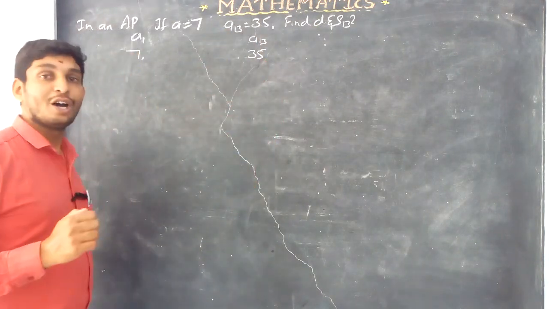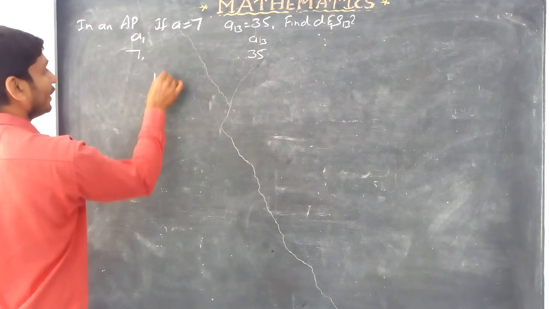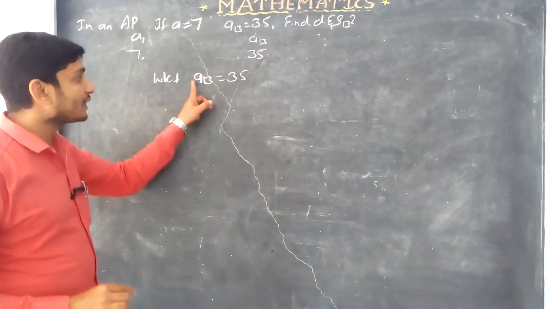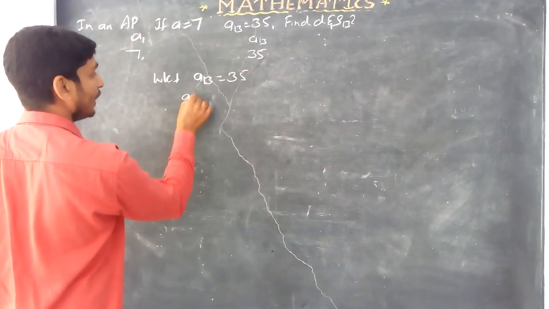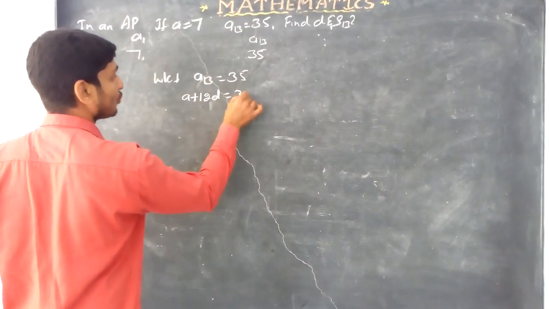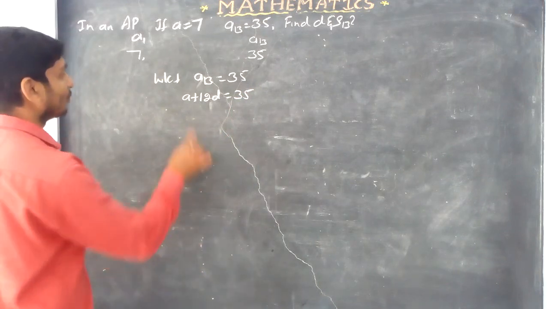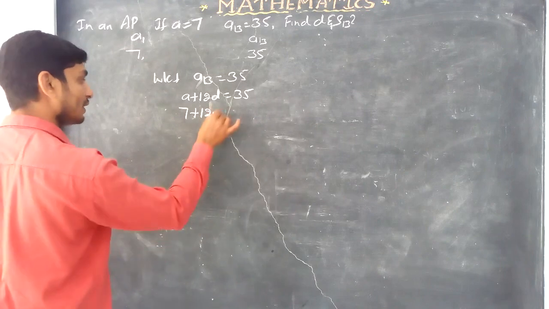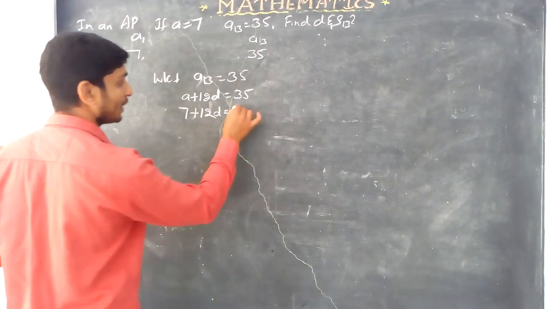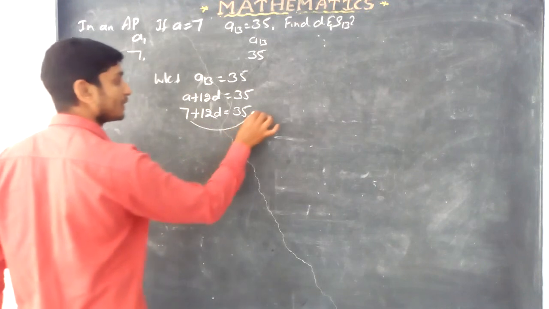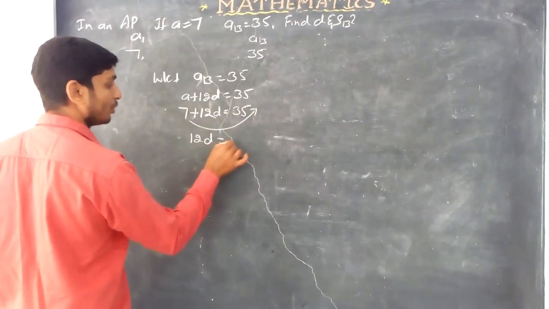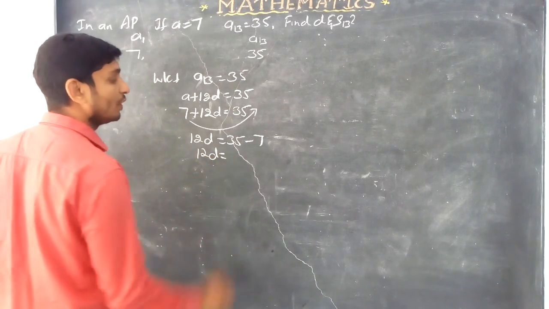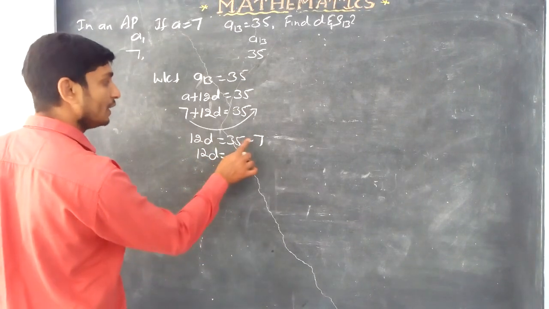We have to find d. How to find d? We know that the 13th term is equal to 35. Correct? What is a13? It is a plus 12d. a plus 12d equals 35. a means the first term, that is 7, plus 12 into d. d, because you have to find d. Now transfer the 7 to that side. That is 12d is equal to 35 minus 7, you have to subtract 7 from 35.